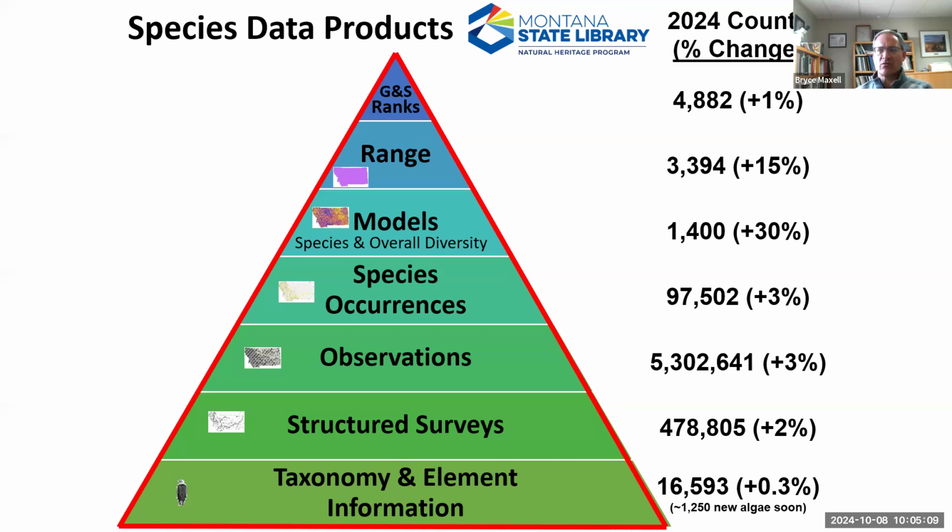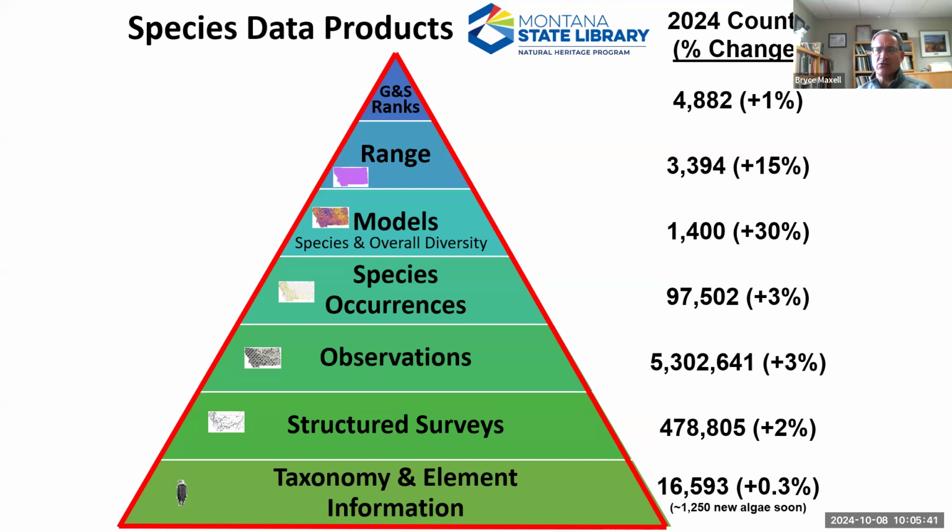Structured surveys are surveys that were performed using a standard protocol to detect one or more species. We've got about 500,000 of those. Observations, over 5 million of those, 5.3 million at this point. Species of concern occurrences are polygons that delineate populations of species of concern. And that's so that we make sure that those species stay as common as possible in any environmental management effort.